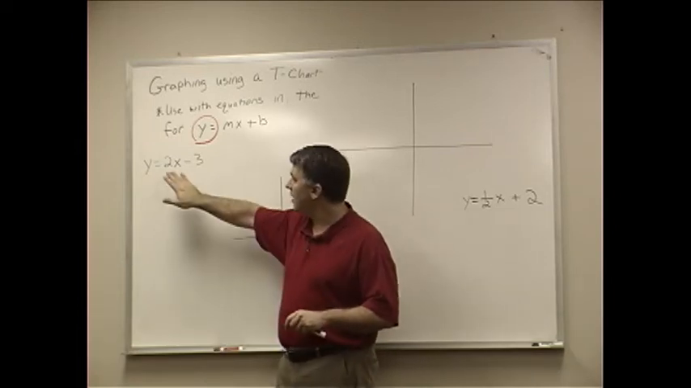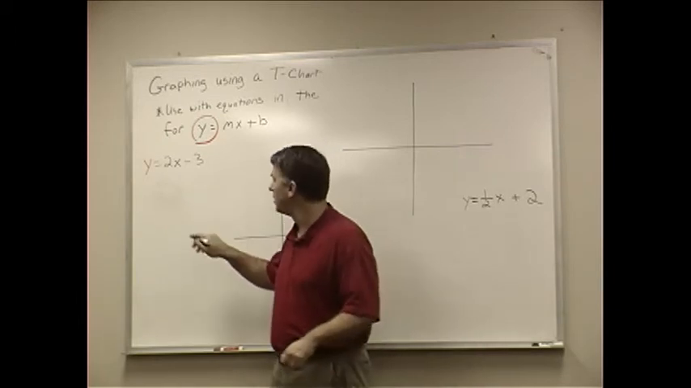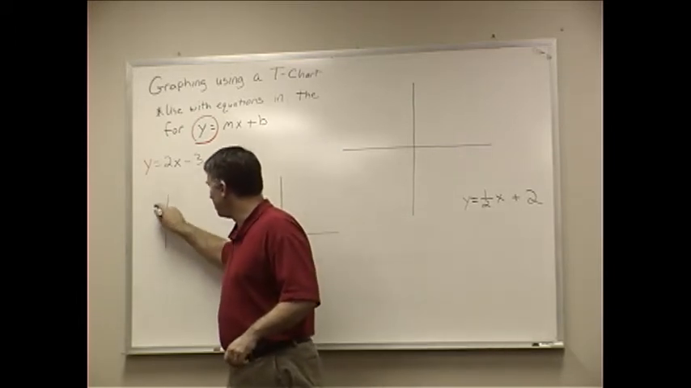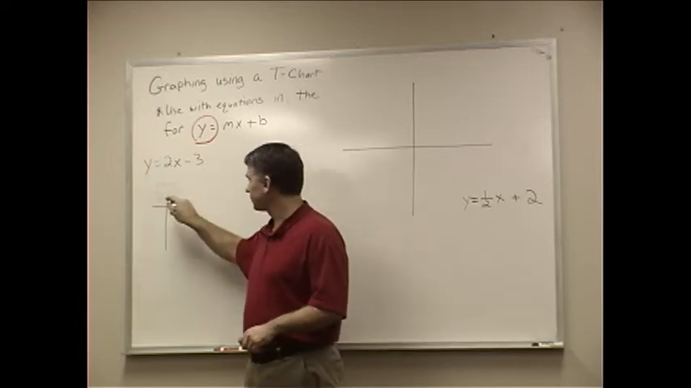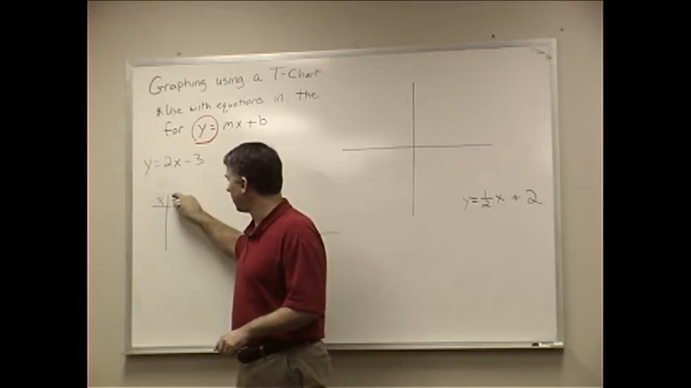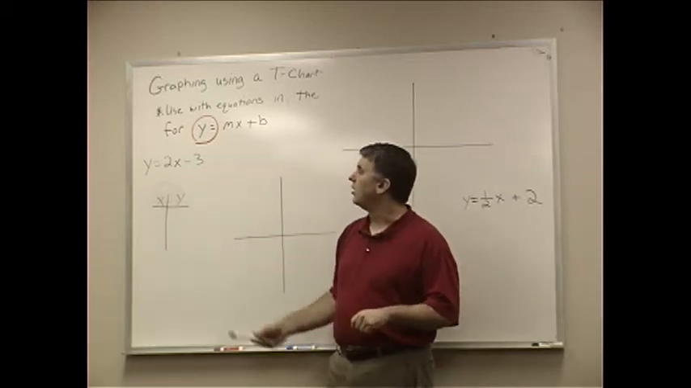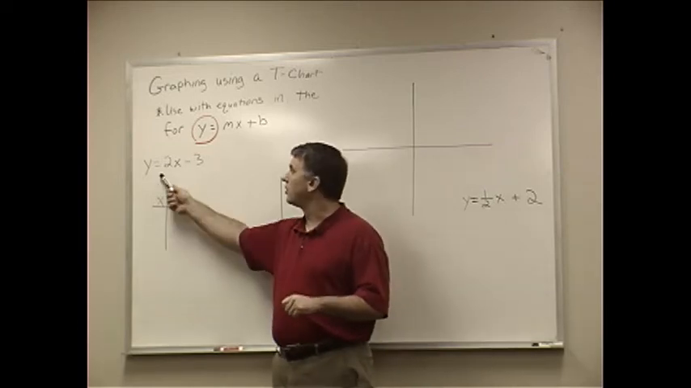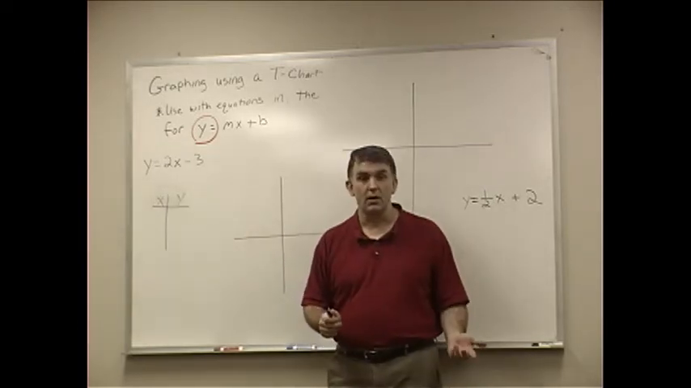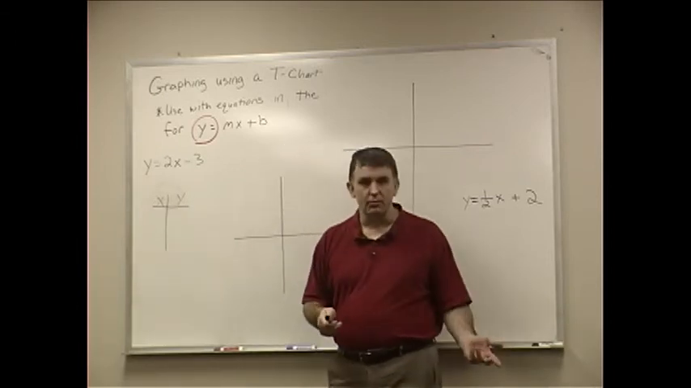Now, I've given the first one, it's y equals 2x minus 3. You might be saying, what is a T-chart? A T-chart looks just like a cross. We're going to put a little x and a little y in there. What we're going to do here is find solutions for this equation. Remember, there's an infinite number. To do that, we've got to make up some numbers.